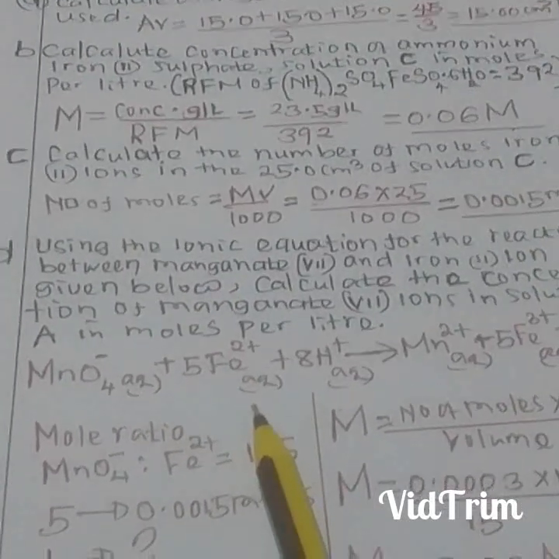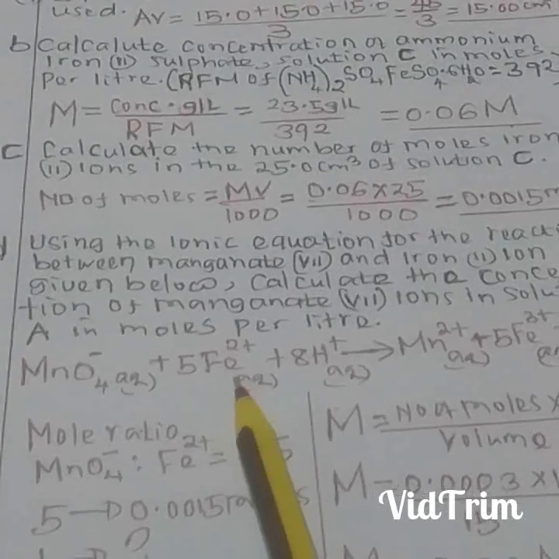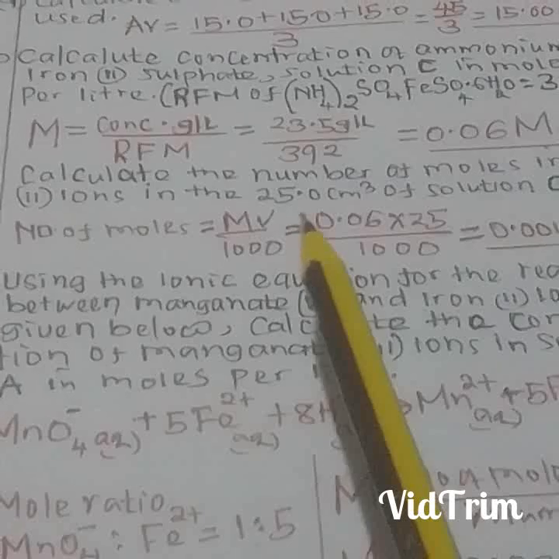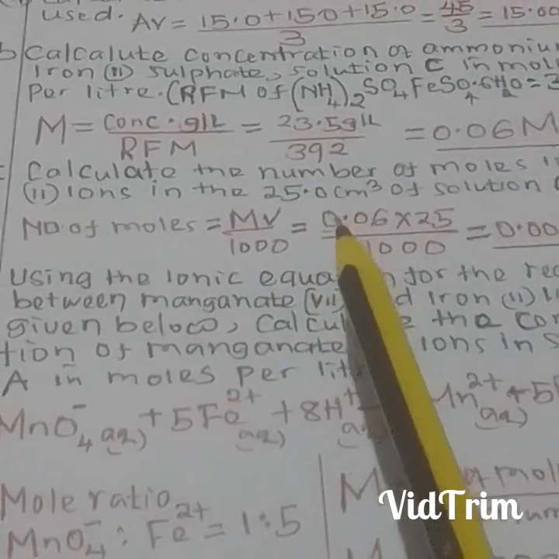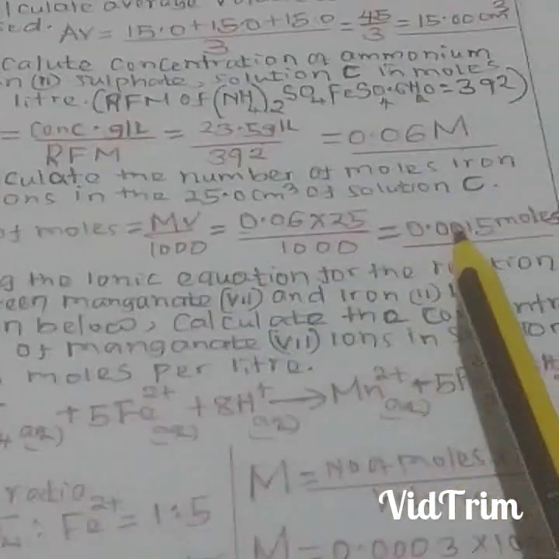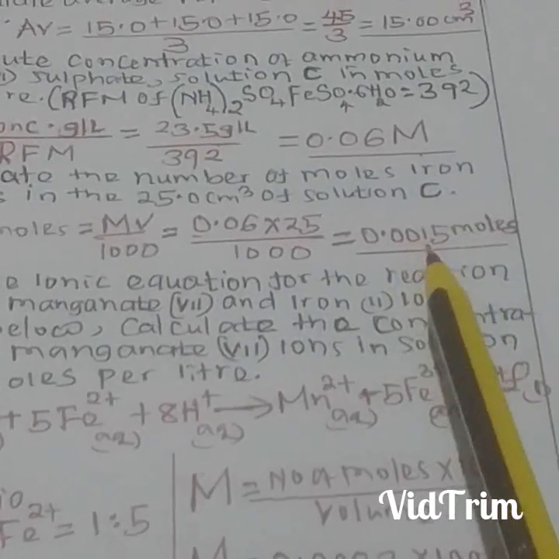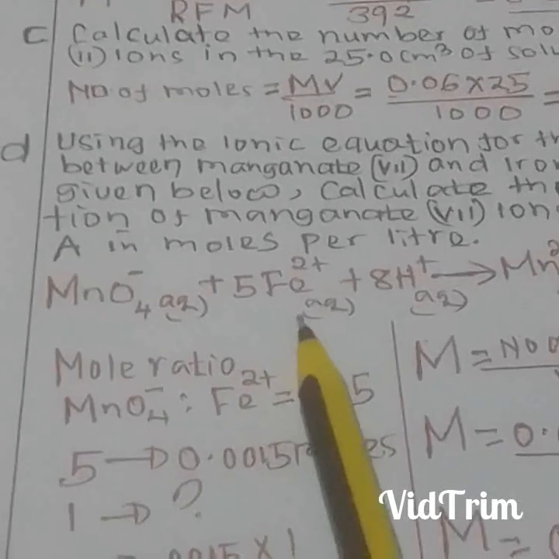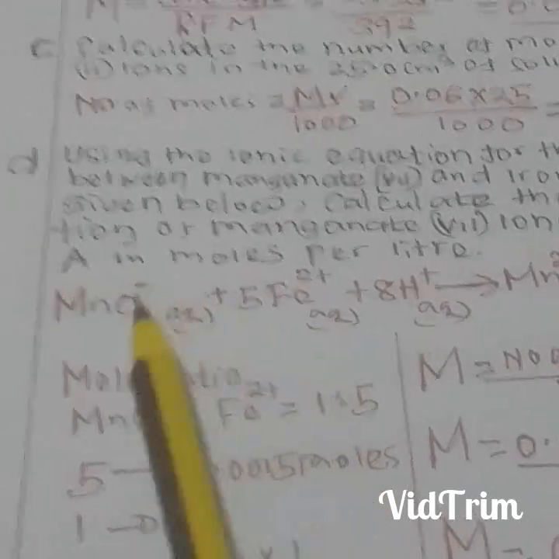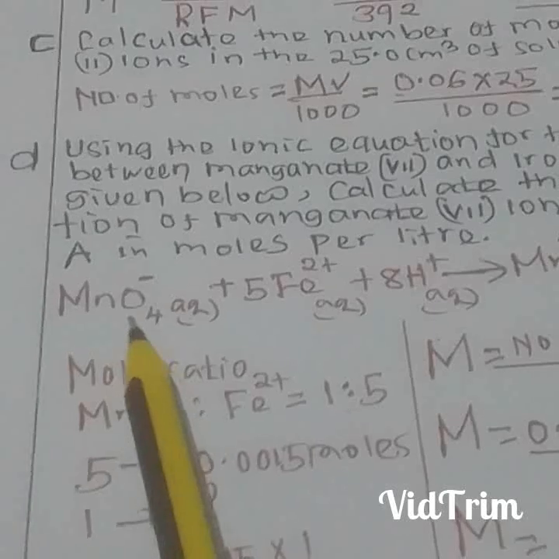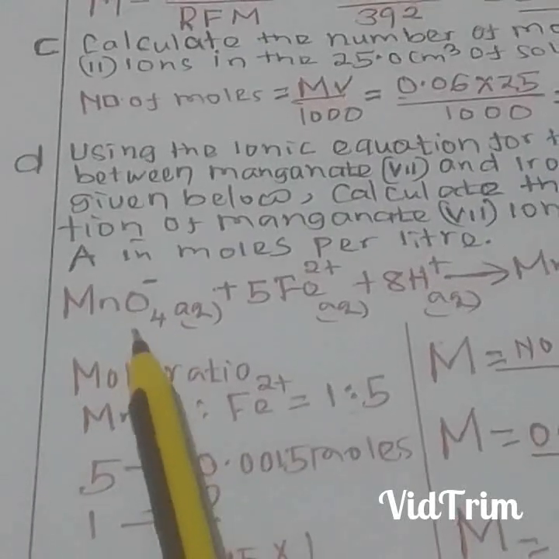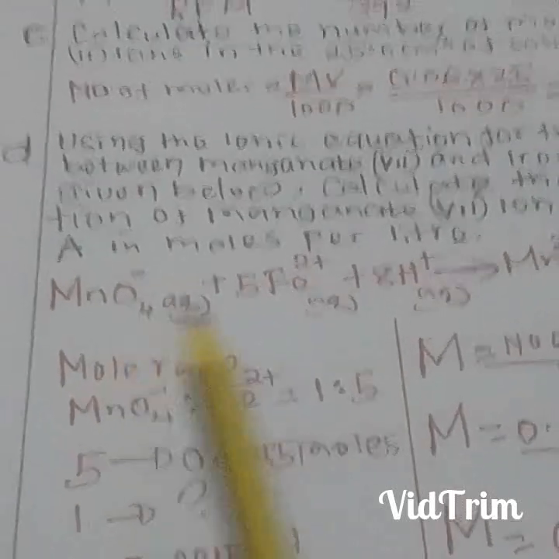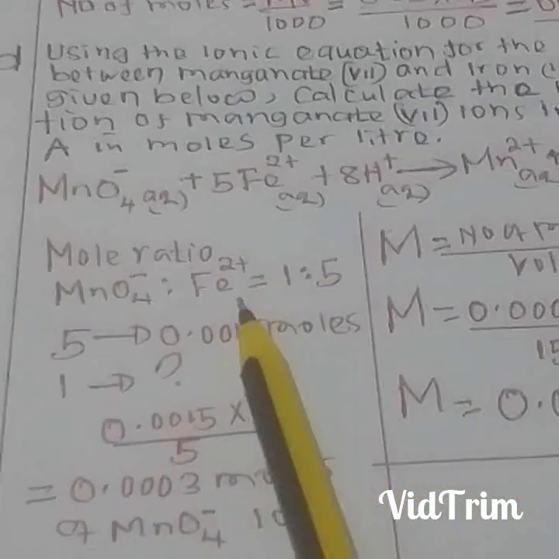So in this case, we know the moles of iron 2 ions. In question Roman C, look here, my student. The number of moles in 25 centimeter cube of iron 2 ions, we have got 0.0015 moles. So my student, we know the moles of iron 2 ions. So we can calculate the number of moles of manganate ions. Then we use that moles to calculate its concentration. Is it okay, my student? See how it is very simple. So my student, let us continue.